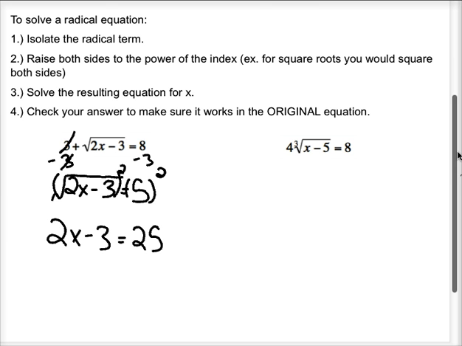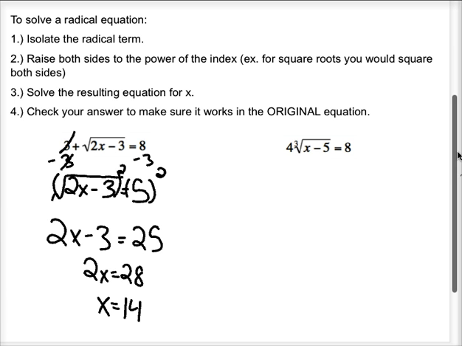Now I'm ready to solve this linear equation. So what can I do? Well, I can add 3 to both sides to get 2x equals 28. And then I can divide both sides by 2 and get 14.